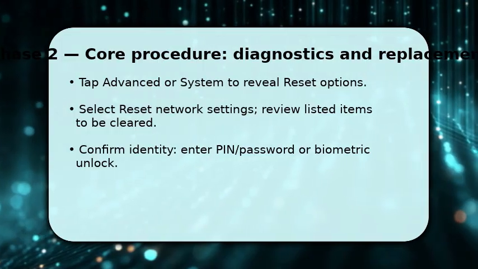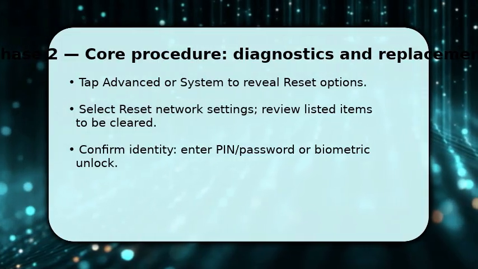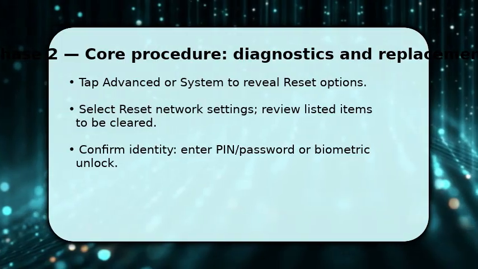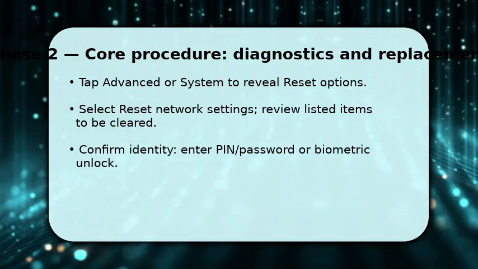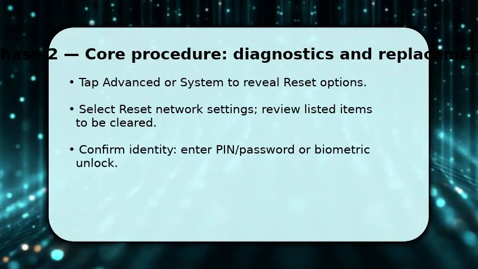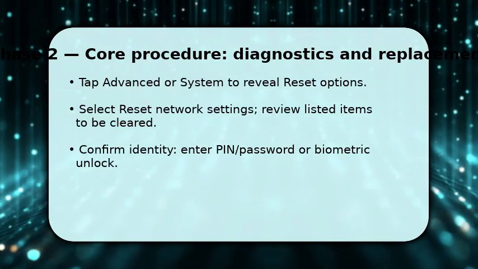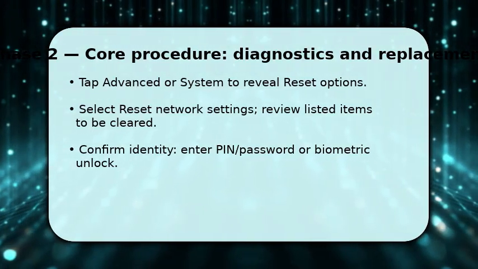When ready, confirm your identity by entering the device PIN, password, or using biometrics. This step prevents accidental resets. Tap Reset and let the device apply the network changes. It happens quickly and returns you to the settings home.